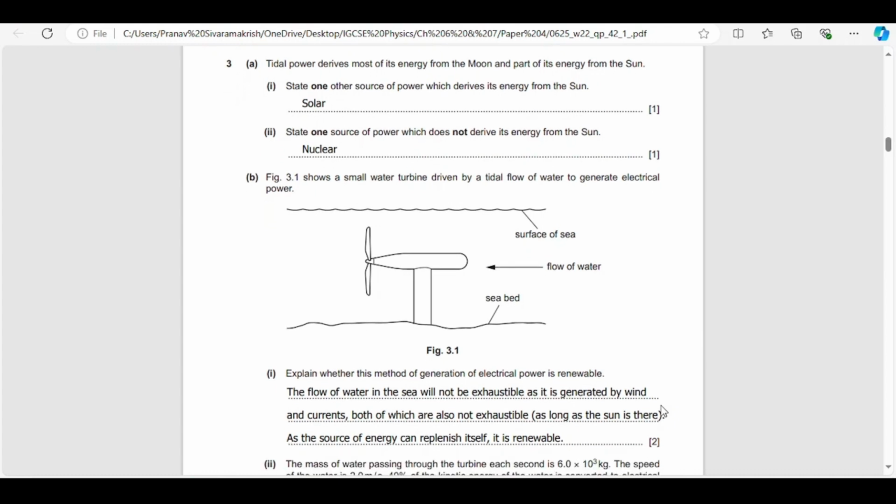So the next question on chapter 6 and 7 is question 3. Tidal power derives most of its energy from the moon and part of its energy from the sun. State one source of power which derives its energy from the sun. So the most obvious one is solar. Solar energy literally relies directly on the sun. And then state one source of power which does not derive energy from the sun, and that's nuclear.